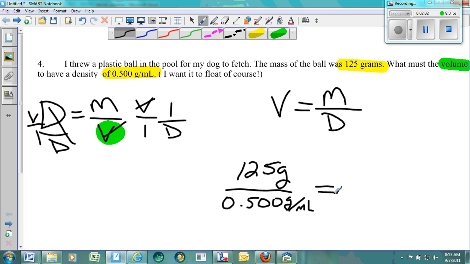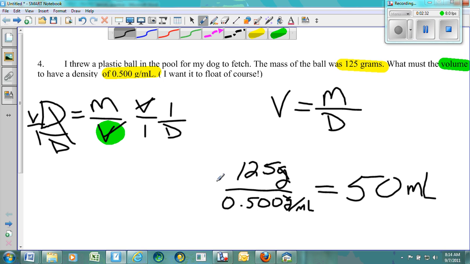Now remember, I've just earned 2 of a possible 4 points so far. I have a setup, I have units in my setup. When I do the calculation, I get the answer of 50. The grams cancel, and I end up with 50 milliliters. And that's my final answer. I have an answer which is 50. I have units in my answer which is milliliters, and that gets me all 4 points.